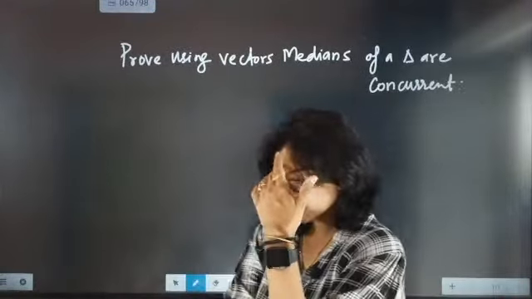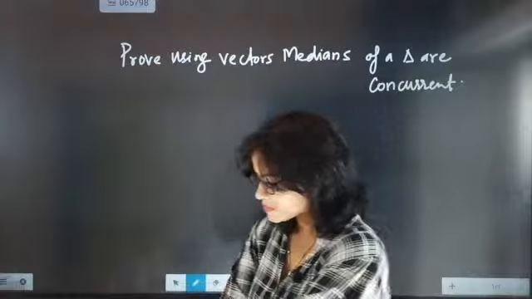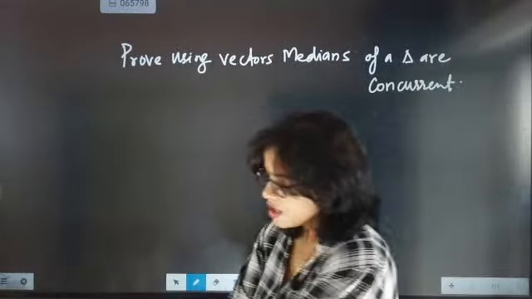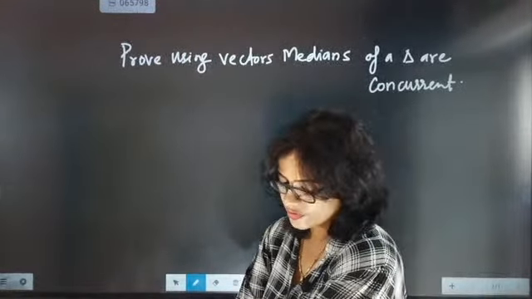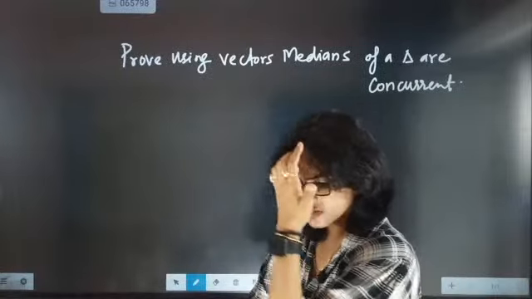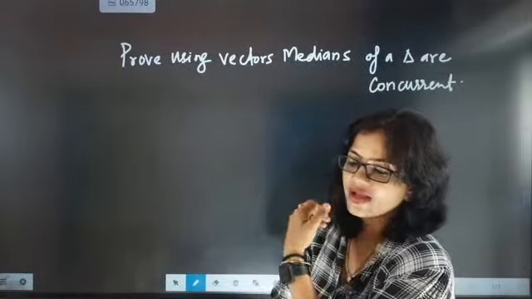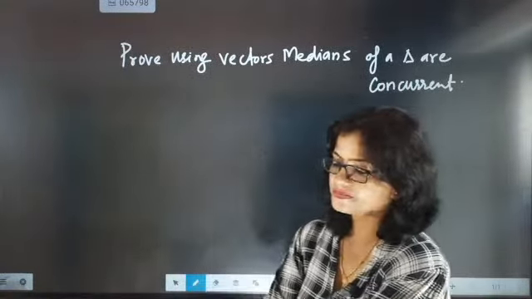Median of a triangle are concurrent. Do it. Prove it, this one. You will be able to prove it. Do this one, beta.